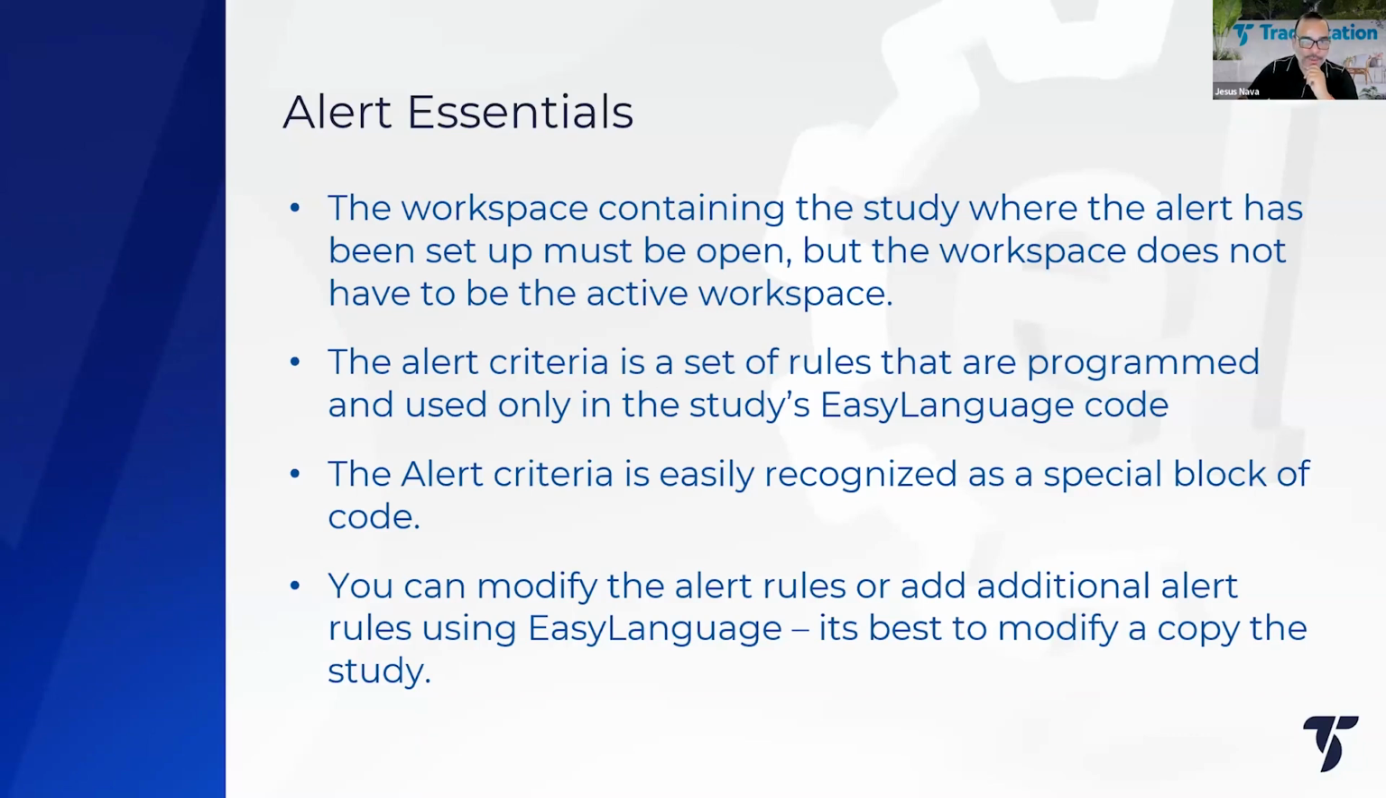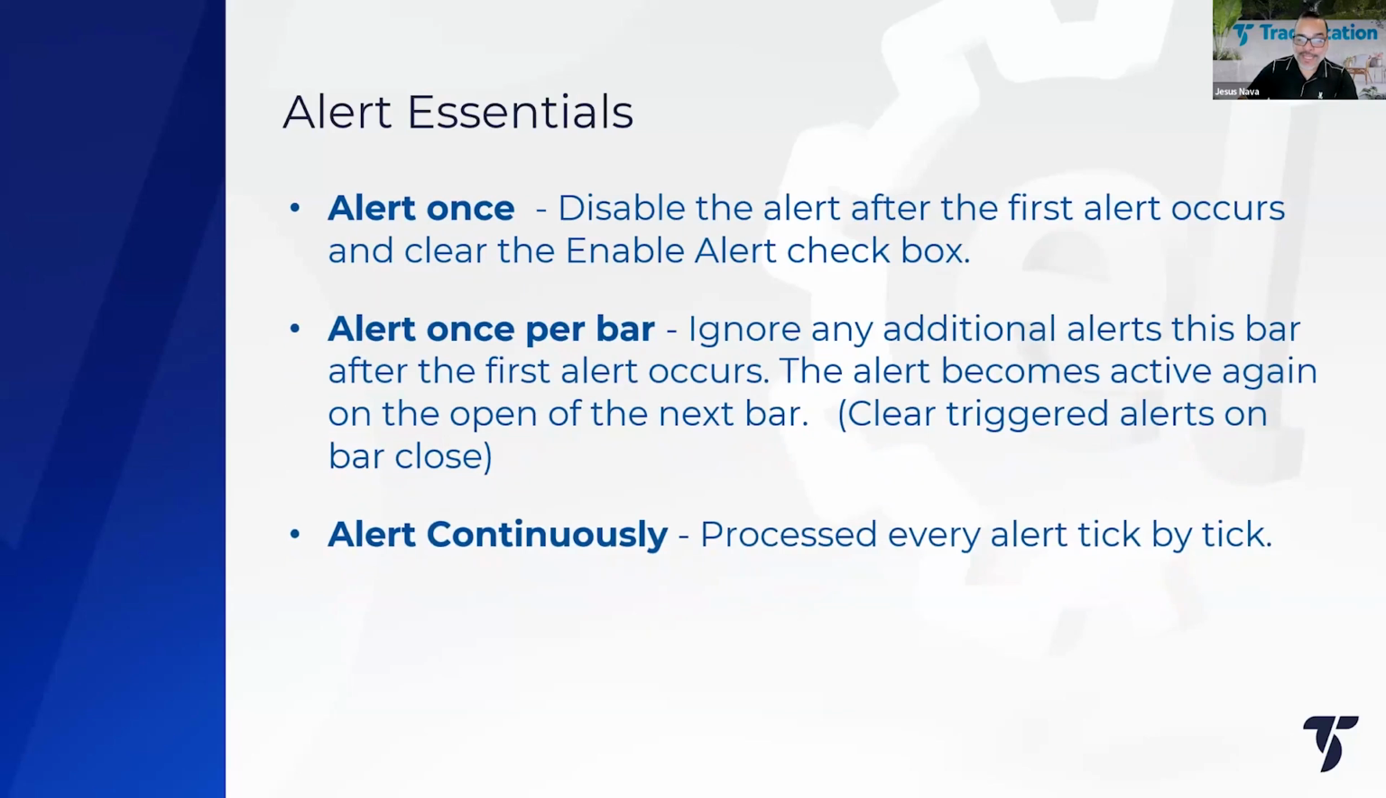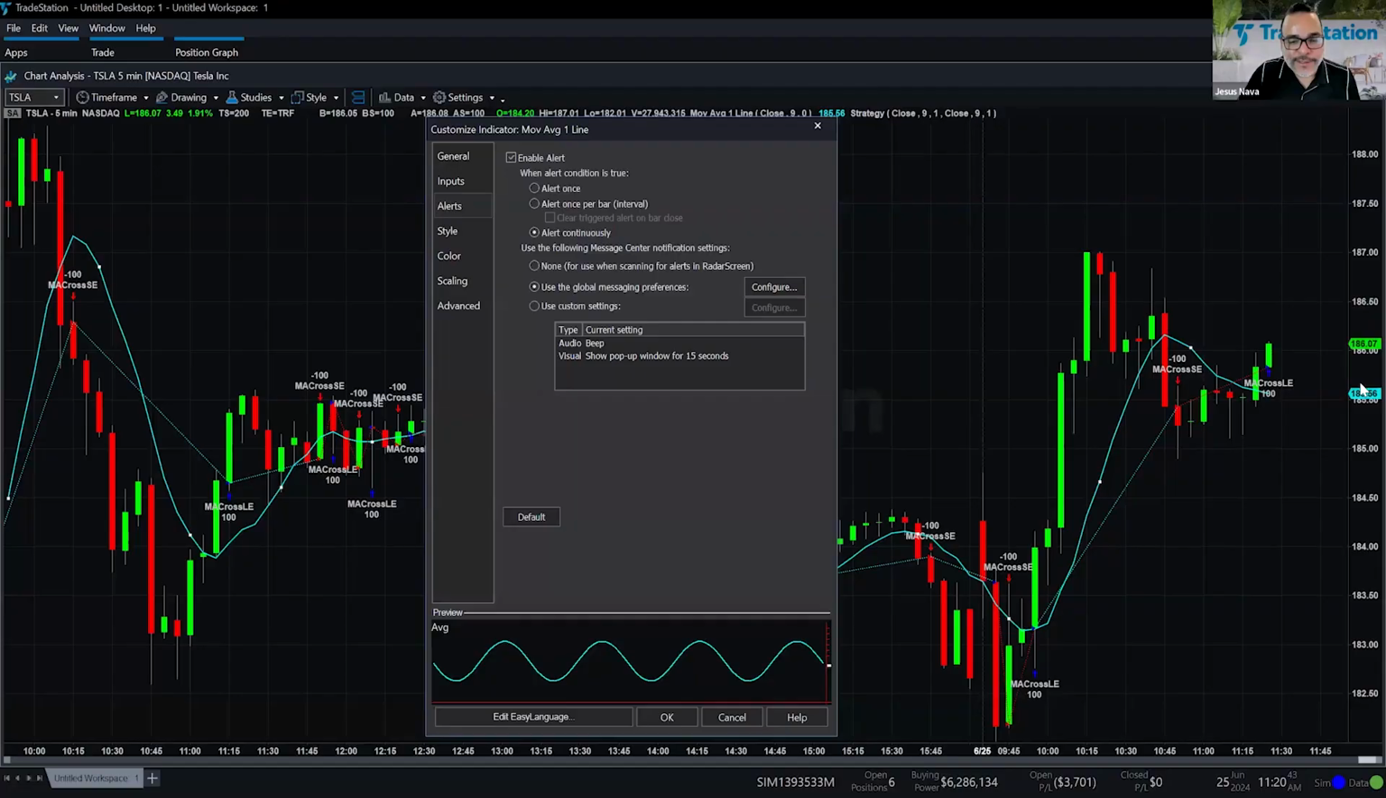Let's go ahead and talk a little bit more about alert settings. The three settings that are part of the dialog when you turn on the alert are alert once, alert once per bar, and alert continuously. Let me go back here to my TradeStation. Those are right here at the very top. You see the three bullet points. Alert once is exactly what it means. Once the alert is triggered and you get that very first pop-up message or that first sound, it's going to disable it. And then you have to manually go in there and enable it if you want to be alerted one more time.